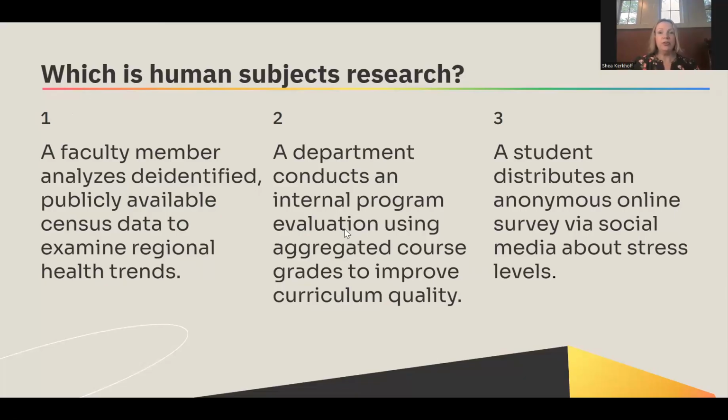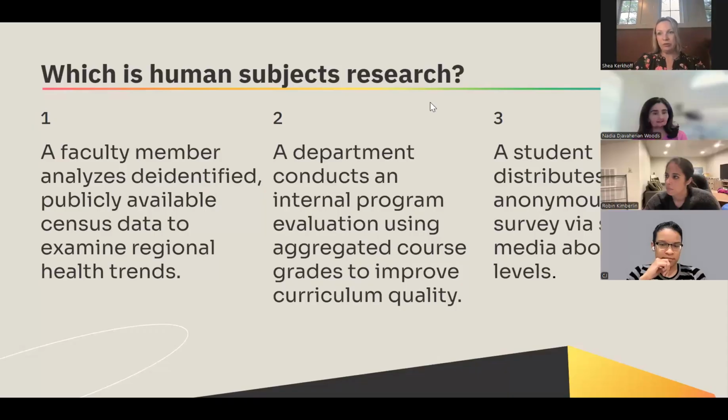Okay, so the first step is: is what I'm doing human subjects research? So let's try it out. Number one, a faculty member analyzes de-identified publicly available census data to examine regional health trends. According to our two definitions, is this human subjects research? And you can unmute and answer.